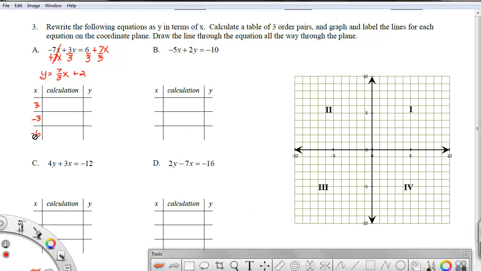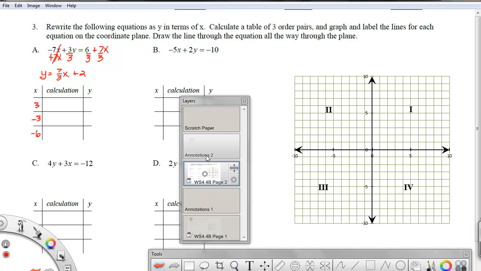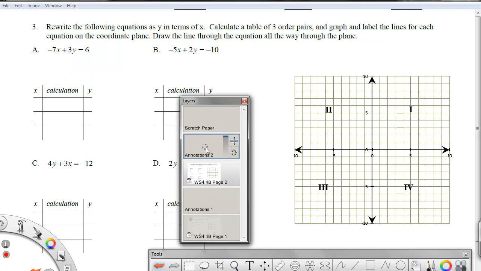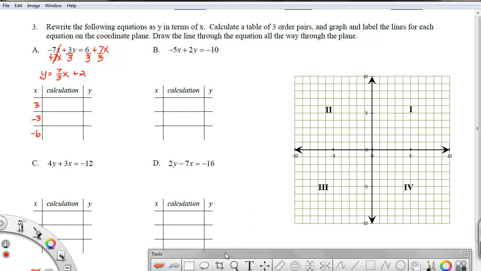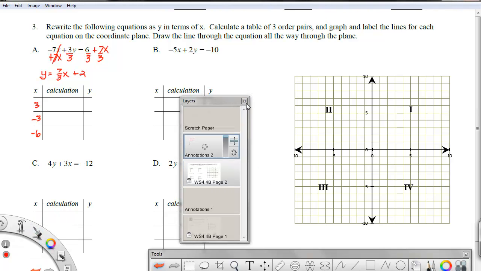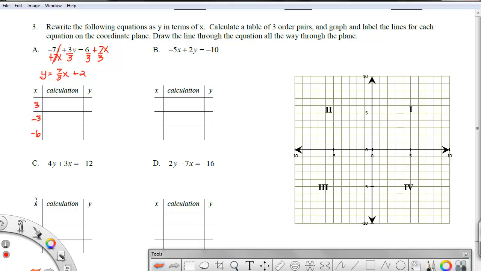So now we're going to change this last one. We know that a negative 6 won't work, so we're going to change this last one. I still don't have the right layer turned on, I'm sorry. There we go. So this last one I can't use a negative 6. I've got to use 0. So let's recalculate this.